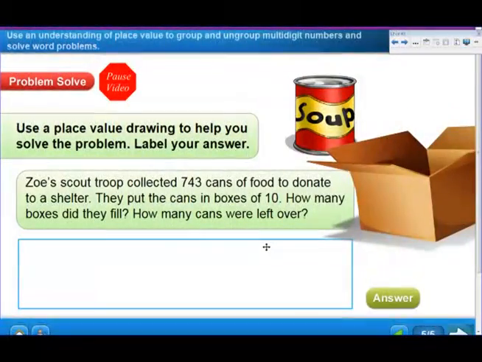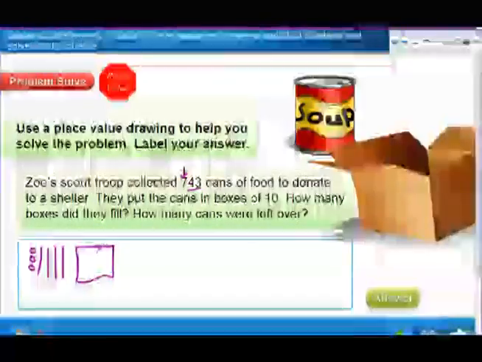Okay, we have to use a place value drawing to help us answer this problem. Well, let's look at this. 743. Let's do the 3. 1, 2, and 3 circles. That represents this. How many sticks do we need? 1, 2, 3, 4. That takes care of the tens. And how many hundreds do we have? Good. We need 7 boxes.